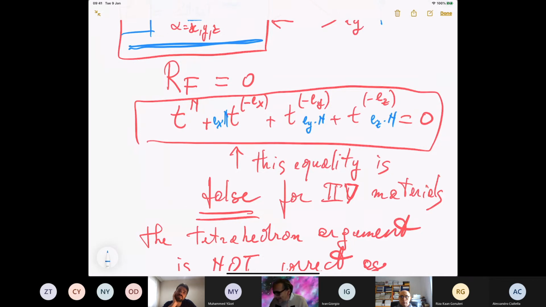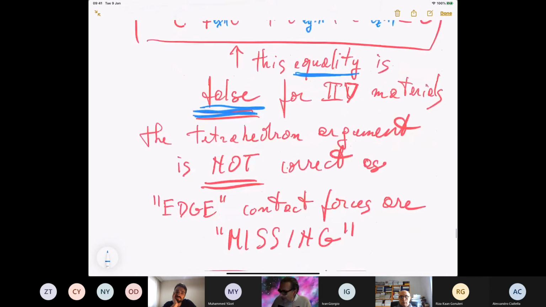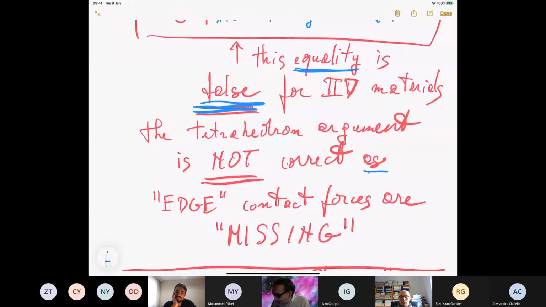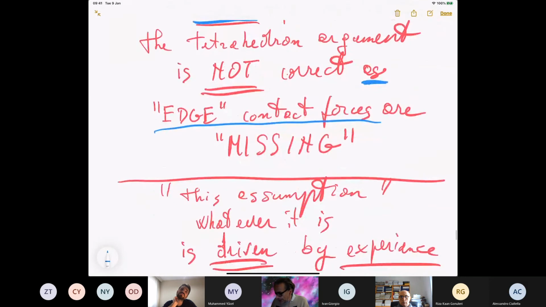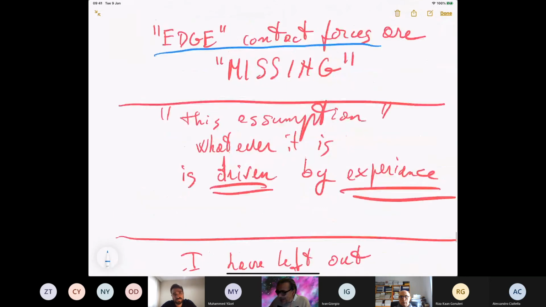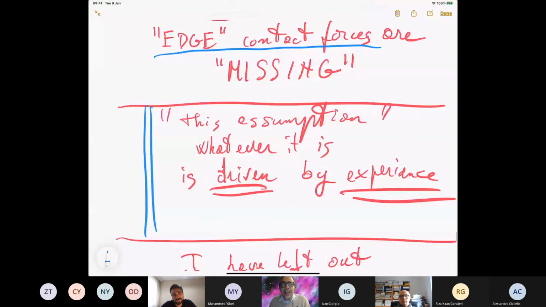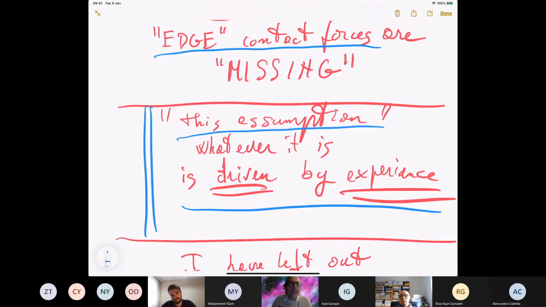Now, this equality is false for second gradient materials because the tetrahedron argument is not correct, as edge contact forces are missing. Okay. How do Cauchy followers state that there are no edge forces? They claim that this assumption is driven by experience. Okay, so I want to underline for you this point.